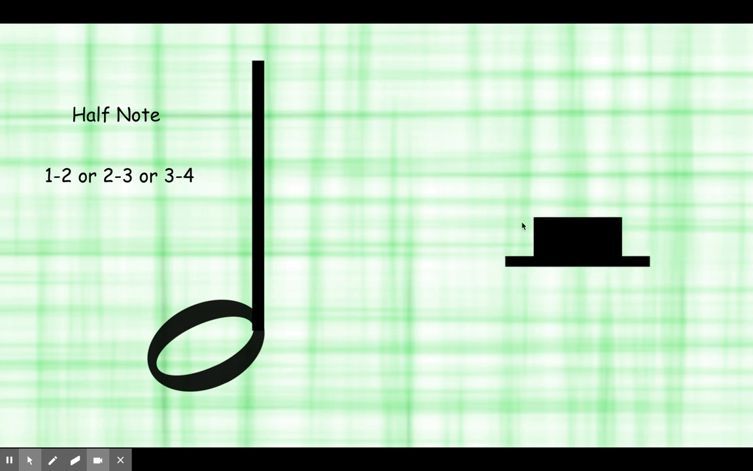The rest that goes with it looks like this. It's a half rest. I remember it because it looks like a hat, and half and hat kind of sound the same. It also gets 2 beats, but they are 2 silent beats.